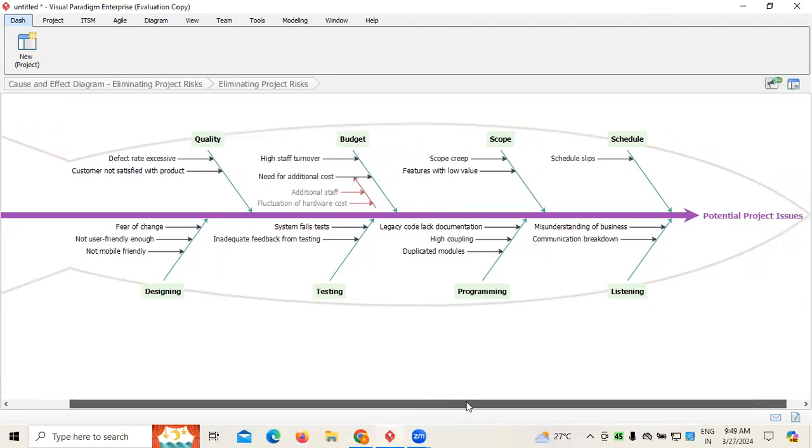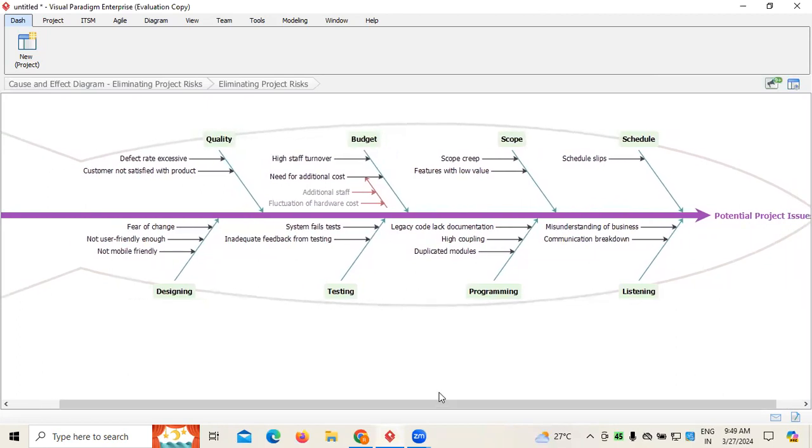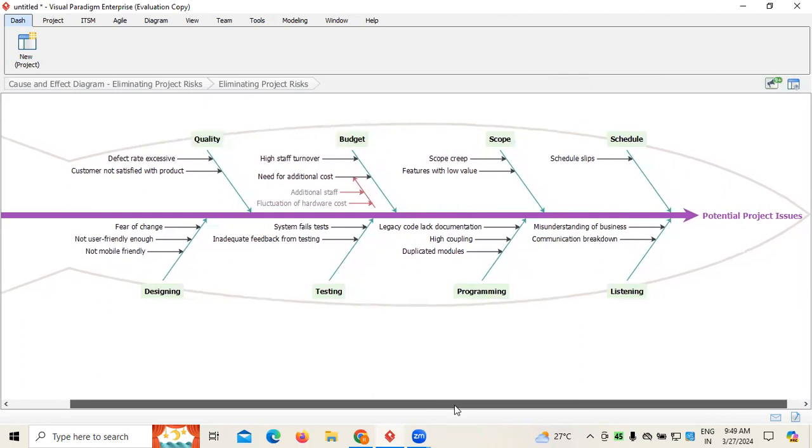For that reason, there is a diagram called the fishbone diagram, which we normally use at regular intervals. Here I'm just going to explain on a high level how these potential project issues arise from the context of design, followed by testing, budget, quality, scope, schedule, right? At the same time, programming and so on.